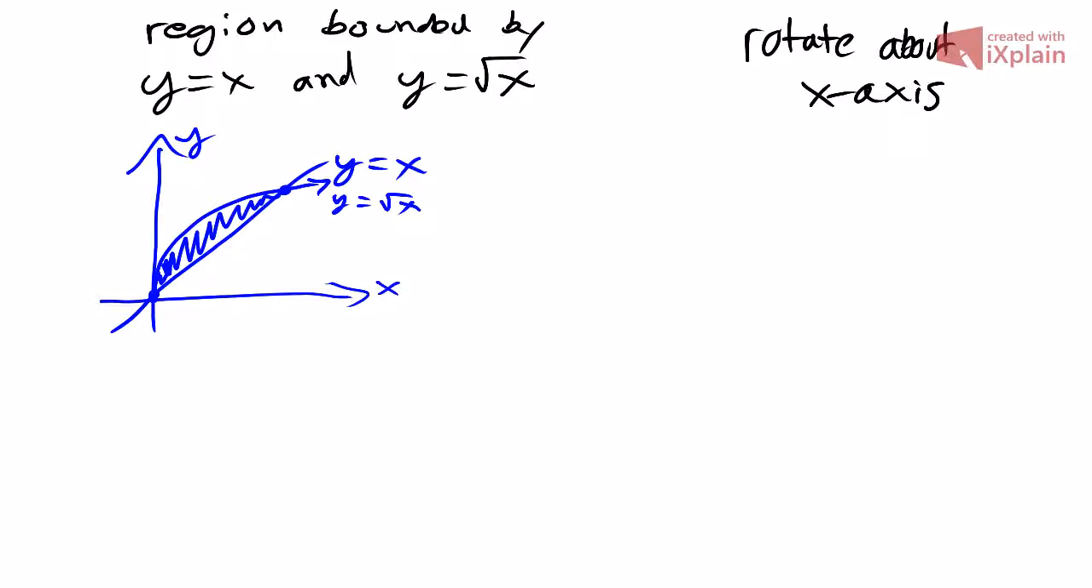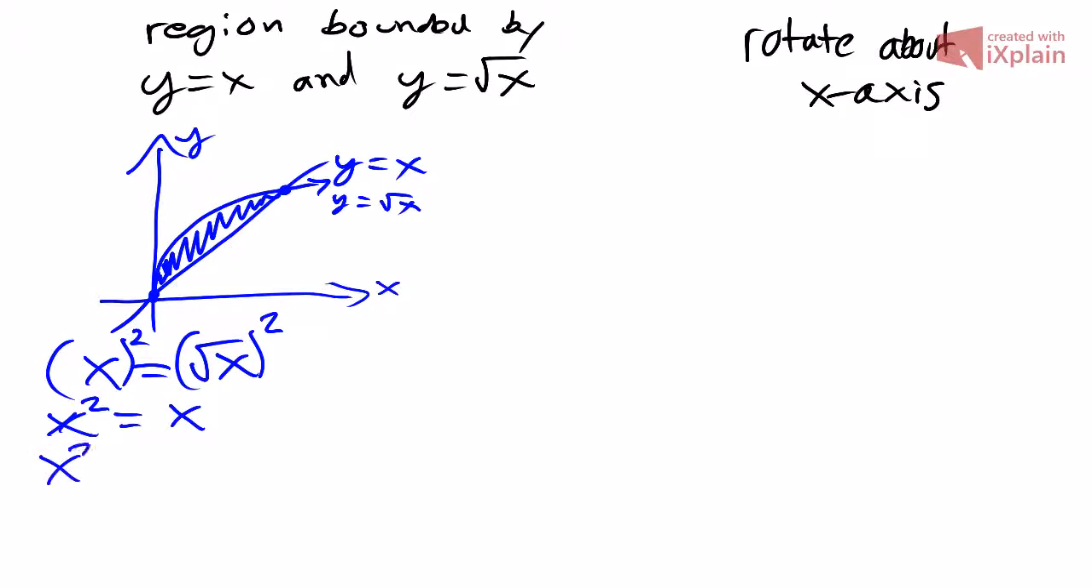Okay, so again, if you want to tell where two graphs intersect, you just take their equations and set them equal to each other. So we want to know, when does x equal radical x? We can square both sides. Then we get x squared is equal to x. Okay, we can set equal to 0, factor, and then we get the two solutions. x is either 0 or 1.